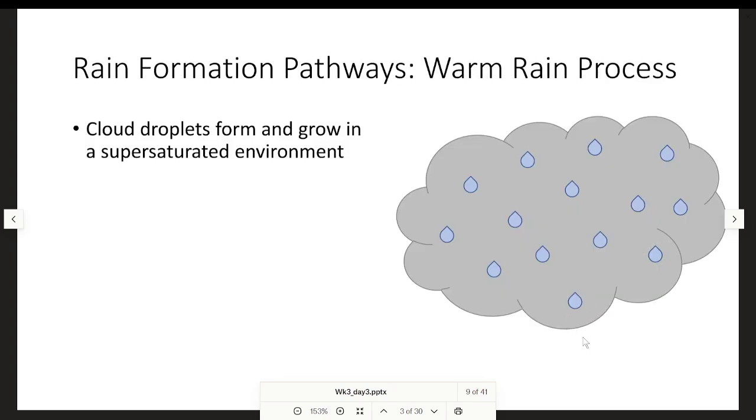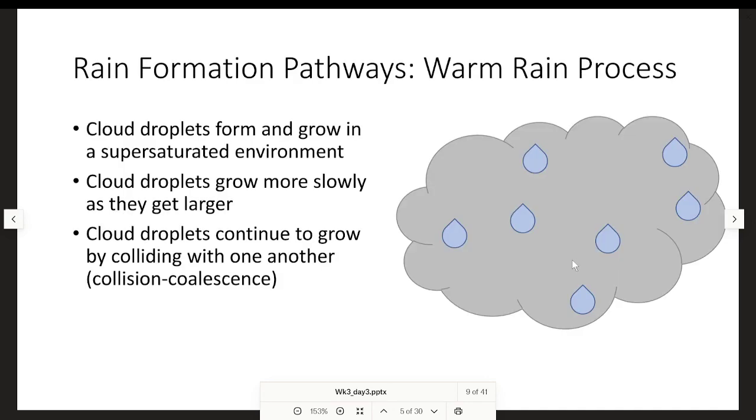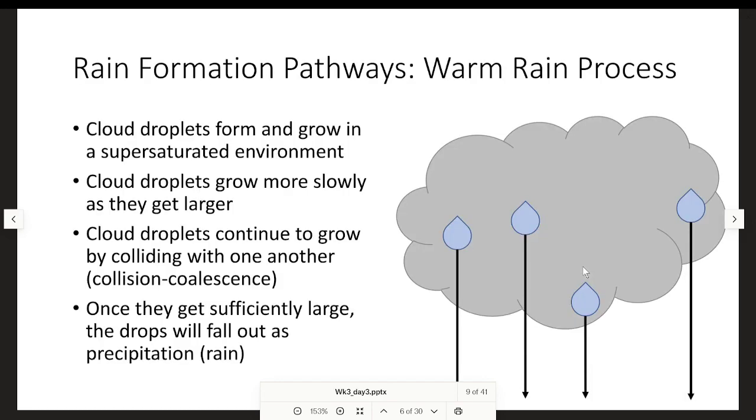So let's talk about the warm rain process a little bit. The cloud droplets form and grow in a supersaturated environment. They grow more slowly as they get larger, and then they continue to grow by colliding with each other. This is called the collision coalescence process. So the warm rain process is literally just cloud droplets running into each other and becoming big. It's pretty simple. And then once they get sufficiently large, they will fall out as precipitation or rain, because they're not going to fall out as anything else other than rain because it's above freezing.